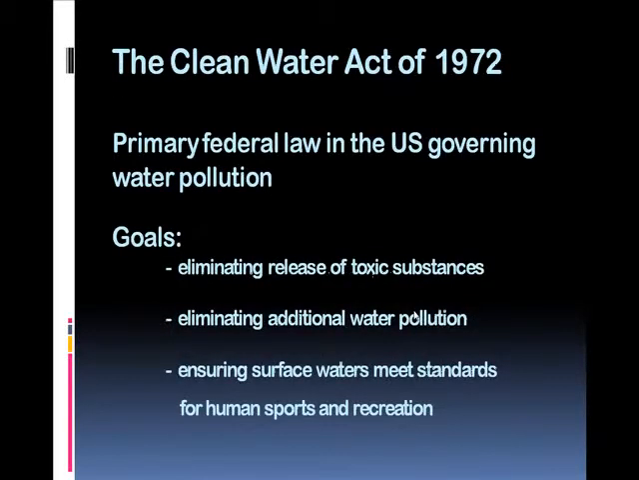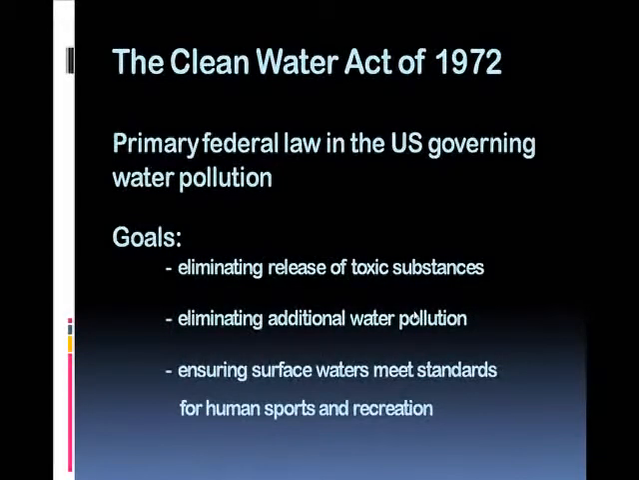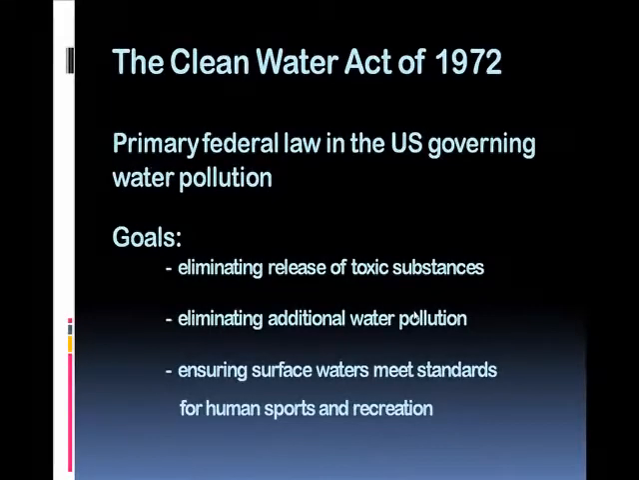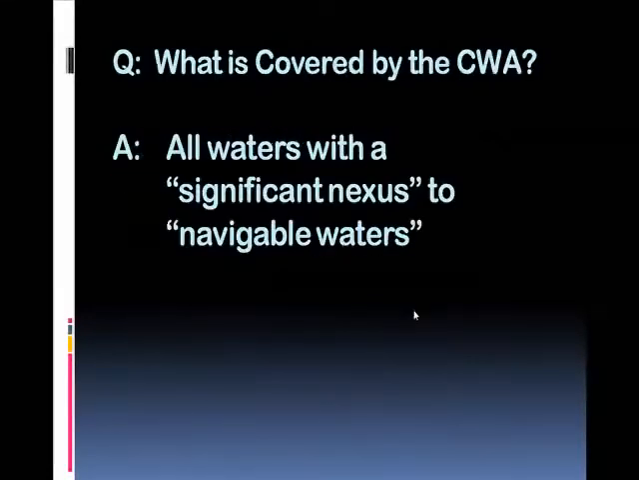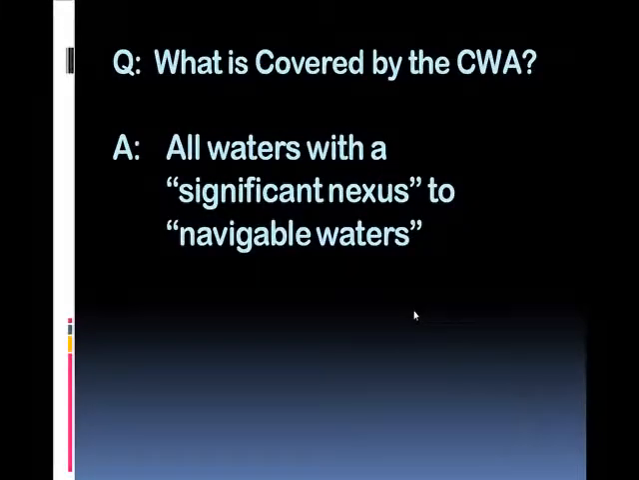The Clean Water Act of 1972 is the primary federal law in the United States governing water pollution. It was adopted as a way to eliminate release of toxic substances, eliminate additional water pollution, and ensure that surface waters meet standards for human sports and recreation. According to the Clean Water Act, all waters with a significant nexus to navigable waters are covered. But what does that mean?